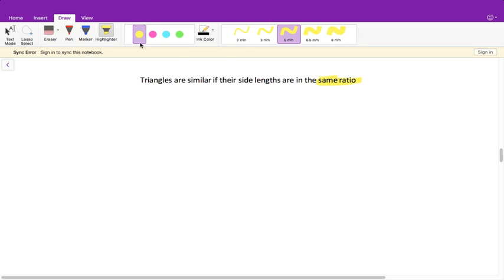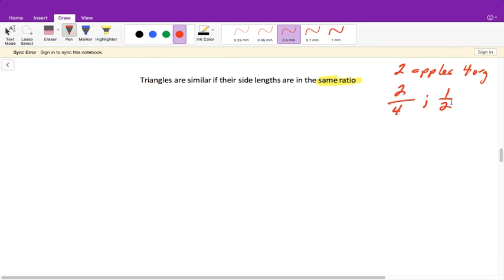Now, what does that mean? Well, do you know what a ratio is? If I say that we have 2 apples for every 4 oranges, well, we can create a ratio of 2/4, and then this reduces to 1/2. If I say we have 3 apples for every 6 oranges, we can create a ratio of 3/6, and it reduces to 1/2. So although these ratios look like they're different, they're actually the same because they both simplify to give me the same fraction.